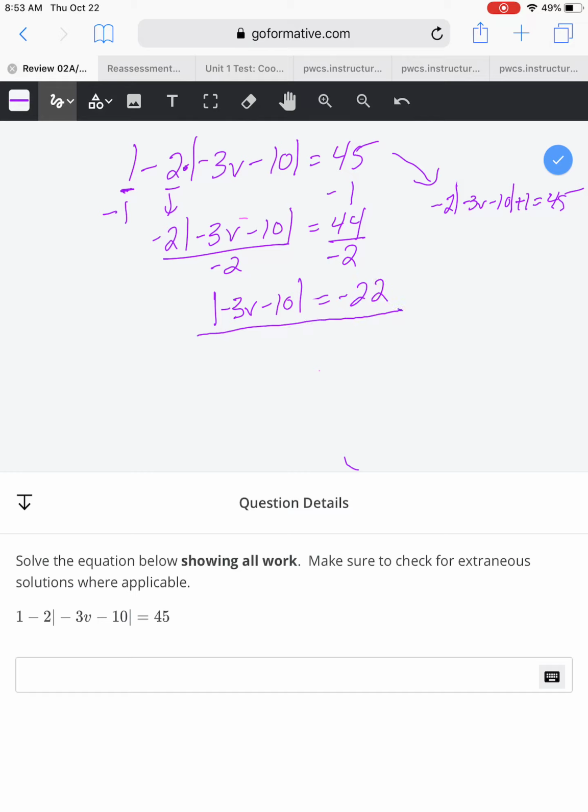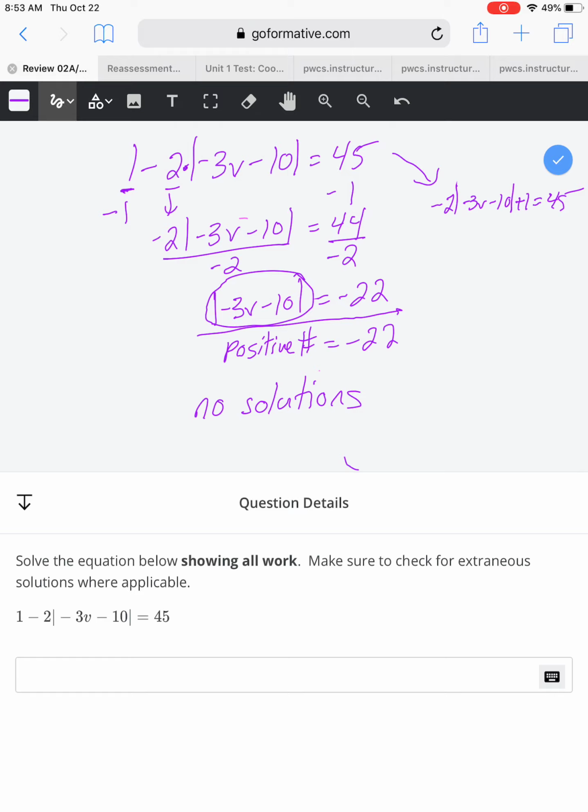I always stop here when I have my absolute value by myself and I'm like, is that possible? Because an absolute value, whatever this is, always represents a positive number. Can a positive number, whatever it is, be equal to a negative number? Can a positive number be equal to negative 22? No, there's no way that a positive number could be equal to negative 22.